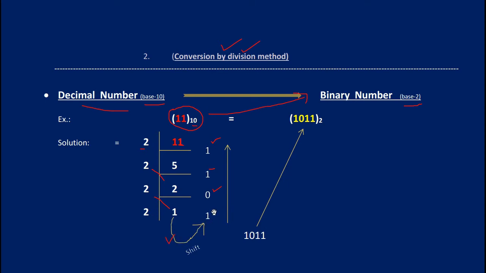And now we have to write the sequence of these remainders from bottom to top, and we will write 1 0 1 1. This sequence we write inside the bracket, that is 1 0 1 1, and we write base 2. So this will be the answer of our binary number, the decimal number has been converted into a binary number, that is the answer.